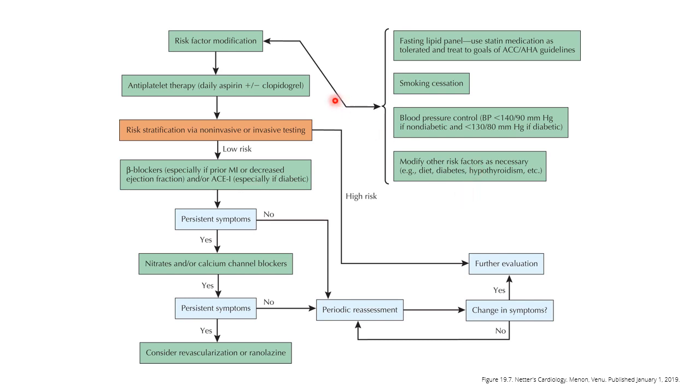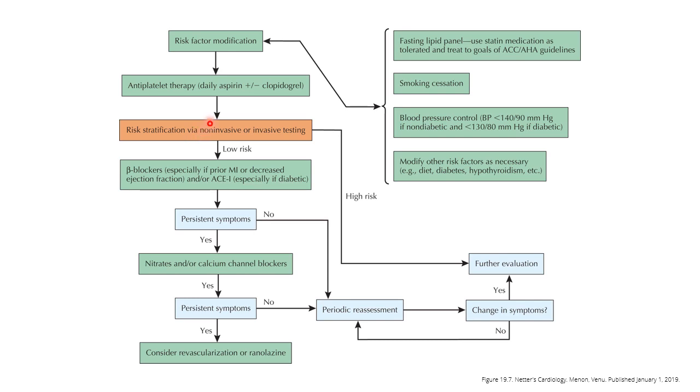After risk factor modification, once we assess that the patient is still at risk, the first thing that we do is we provide antiplatelet therapy. So this can be in the form of daily aspirin with or without clopidogrel. So if with clopidogrel, this is already dual antiplatelet therapy, okay, which has its own risks. If the patient is still at increased risk, we set out this patient for testing, okay?